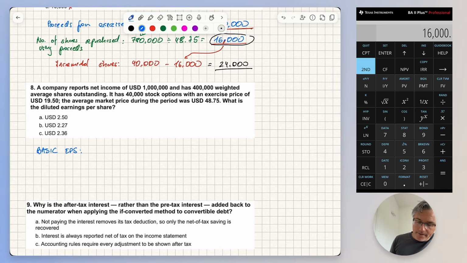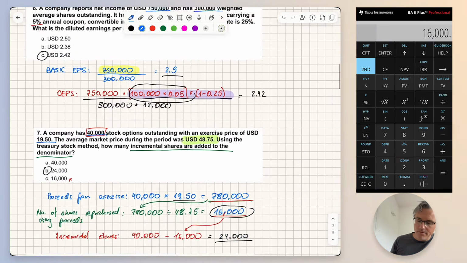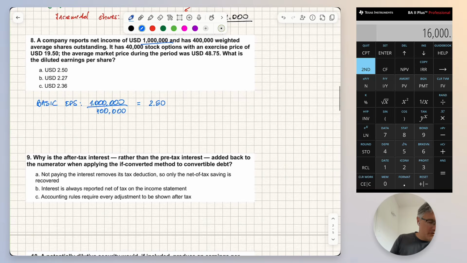So basic EPS: take the net income of 1 million from up here and divide by the current number of shares outstanding, which is 400,000, or the weighted average. So once again, 2.5. You'll see that I have a liking for 2.5, because you often see 2.5 being the answer. Let me just check if that's correct. 1 million divided by 400,000. That is indeed 2.5.